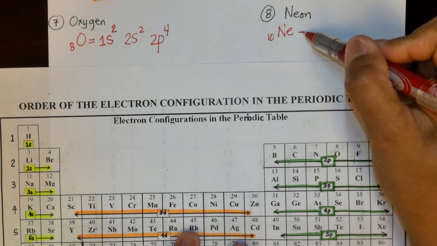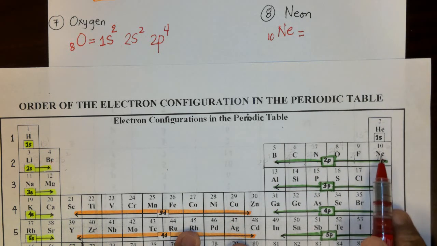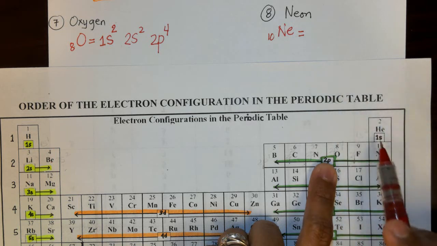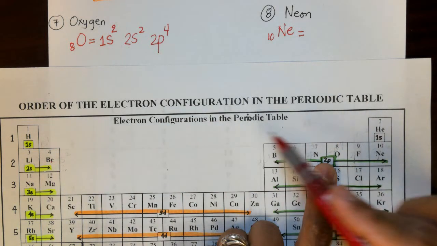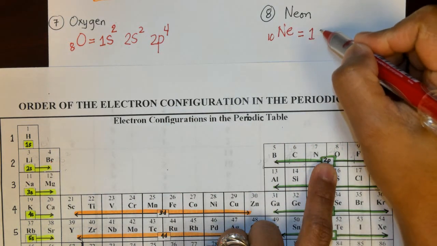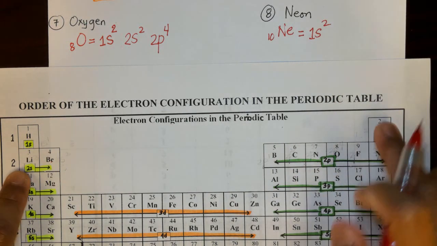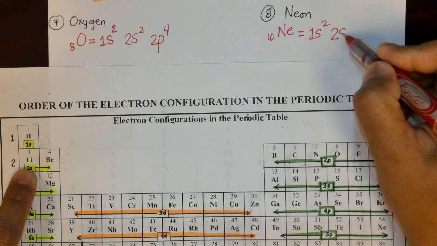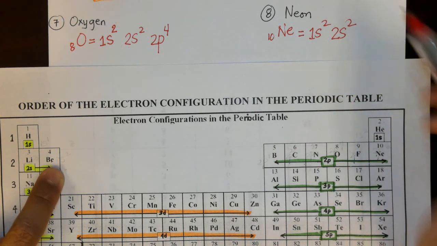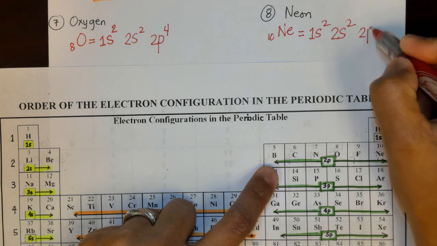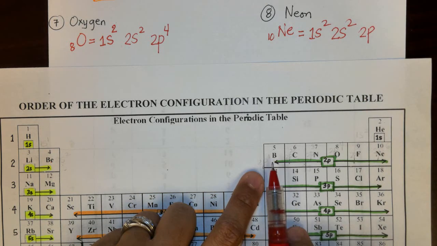Similarly, if we're looking at neon, which is atomic number 10, it's still a 2p, but let's figure out what it is. But before we write 2p, we have to go from the first energy level again. So we write 1s2, then second energy level, 2s2 first, then 2p.